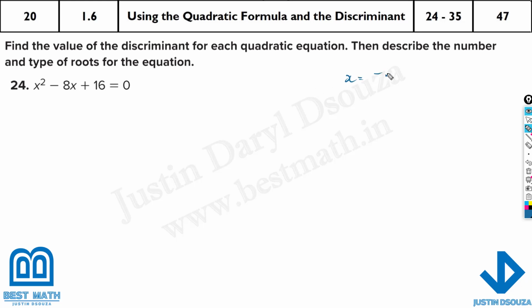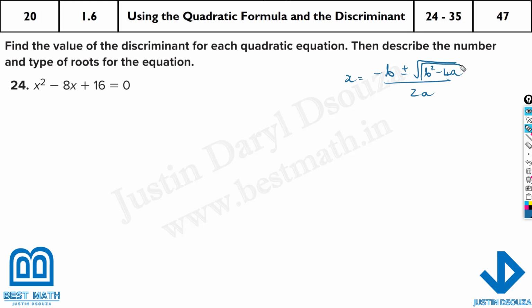The x value can be found out by minus b plus or minus square root of b squared minus 4ac, divided by 2a. This is the quadratic formula. If you apply this over here, you get the roots, the solutions for this equation. But in this particular question, they have just asked for the discriminant, and we need to describe the number of roots and type of roots. From here, we can find the discriminant, and then we can tell what type of roots and how many roots there will be for this equation.